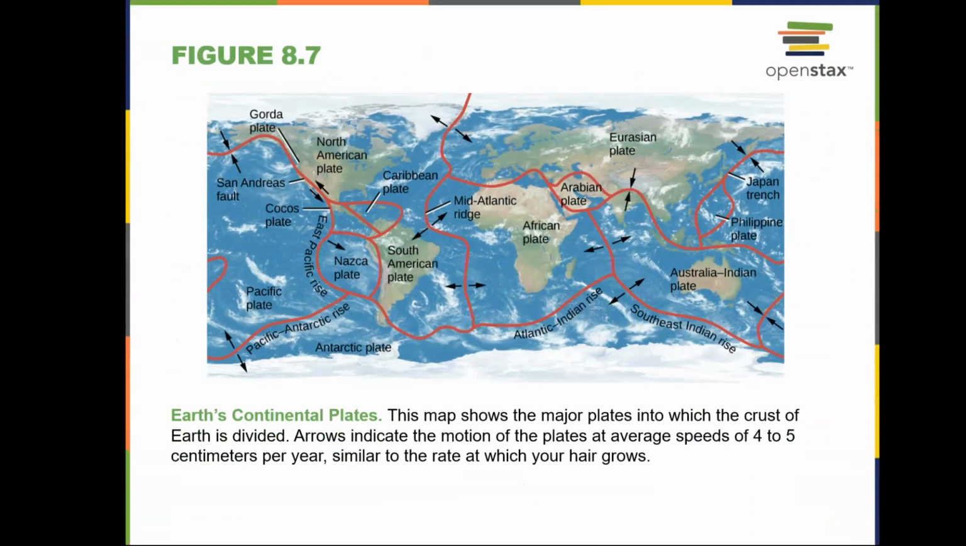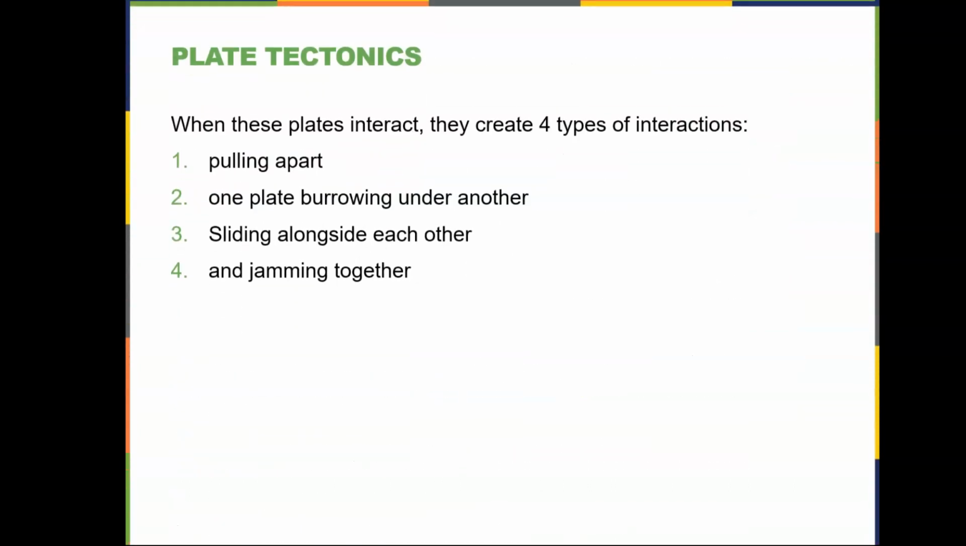Here we can see a photo of this division of the upper mantle and crust. We call each section a plate. These plates move a couple of centimeters a year. When these plates interact, they create four types of interactions: pulling apart, one plate burrowing under another, sliding alongside each other, and then jamming together.